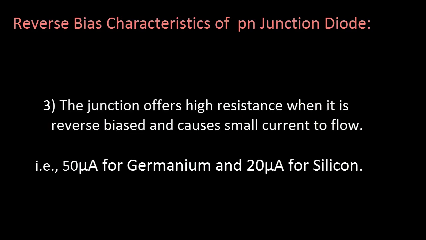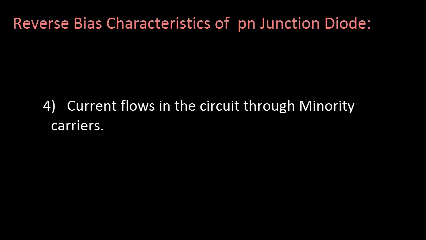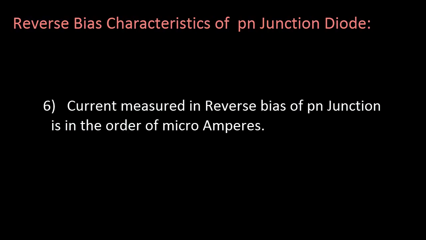The junction offers high resistance in reverse bias condition, causing small current to flow, that is 50 microamperes for germanium and 20 microamperes for silicon. Current flows in the circuit through minority carriers. Current measured in reverse bias of PN junction is in the order of microamperes.